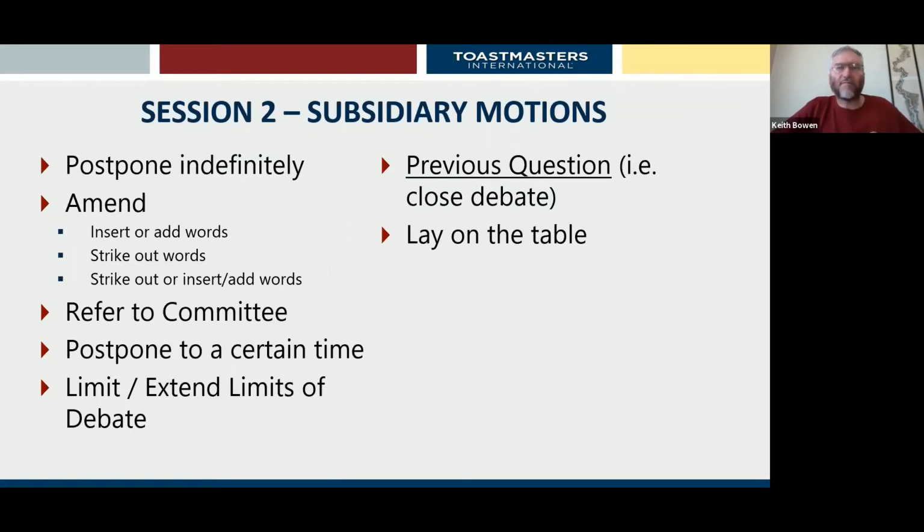Then the next one is postpone to a certain time. Now this is different to postpone indefinitely. You're not taking it off the table, but you're saying, look, something's not 100% sure. We want to make sure we get to that first and we'll come back to this. So it might be that we're postponing it to the end of the meeting because something else has to happen first. Let's say you're expecting a guest speaker and they hadn't arrived on time, so you started with your motions and now the guest speaker arrives. You can postpone till after the guest speaker's speech. And that's a simple one.